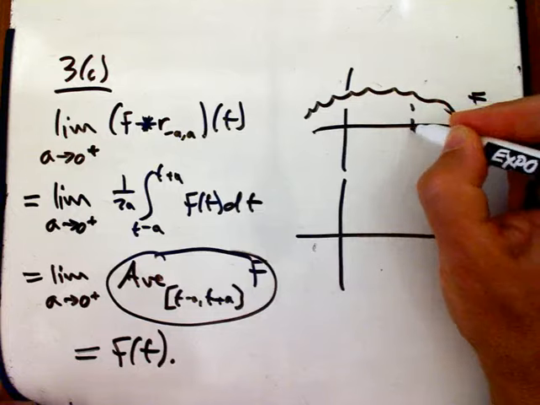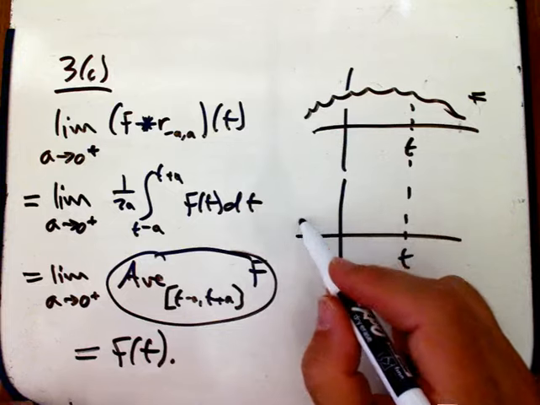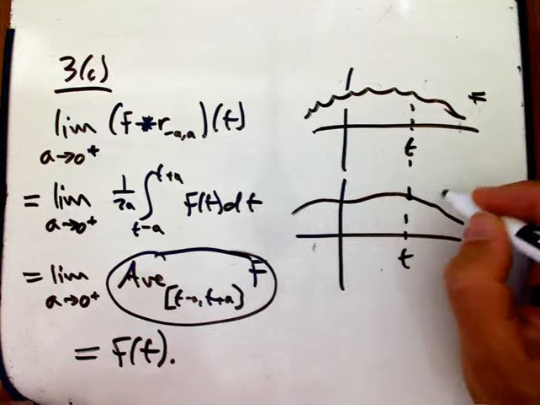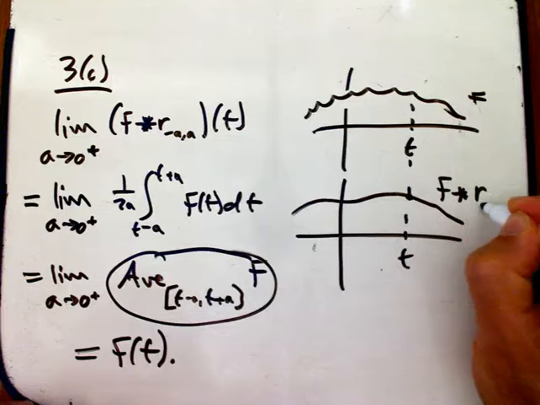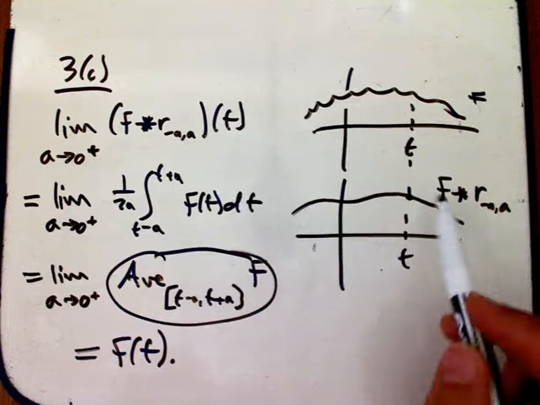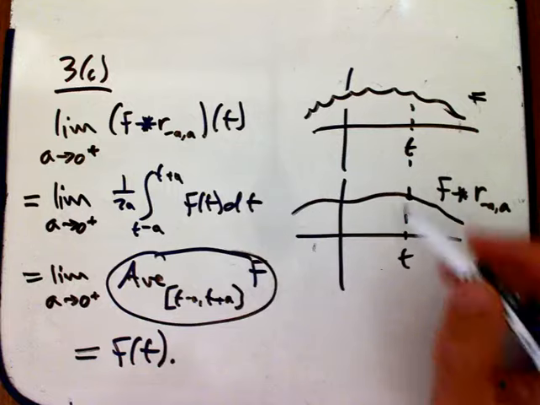Right. Here's a particular value t. Here's t again. And the convolution is a smooth version of that. So this is f star r minus a to a, where a is not incredibly close to zero. It's big enough so that we've smoothed out this kind of jagginess on this length scale.